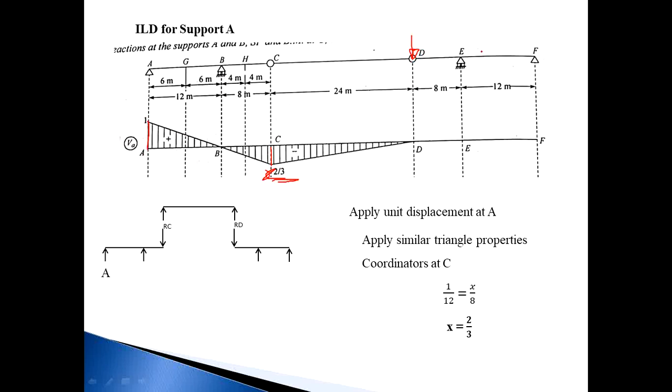And when the load crosses this D point, there is no reaction at RA and RB, as already discussed in the previous slide. Whenever the load crosses this D point, you get only RE and RF. So the coordinate at point A is 1, at point B is 0, at point C is 2 by 3, and at point D it will be 0, and to the right side of D there are no reactions. This means whenever the load crosses that D point there is no ILD for A. This is the ILD for support A.